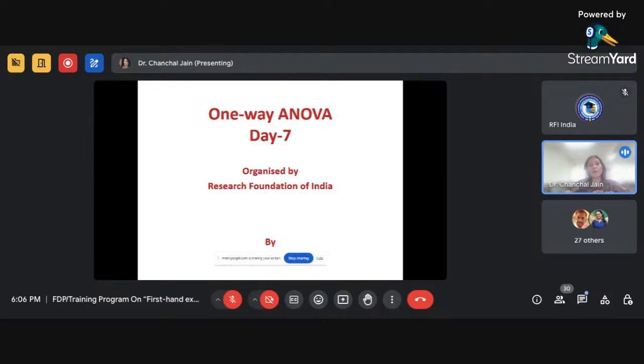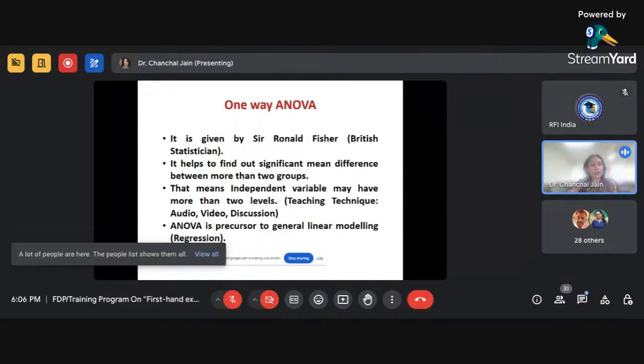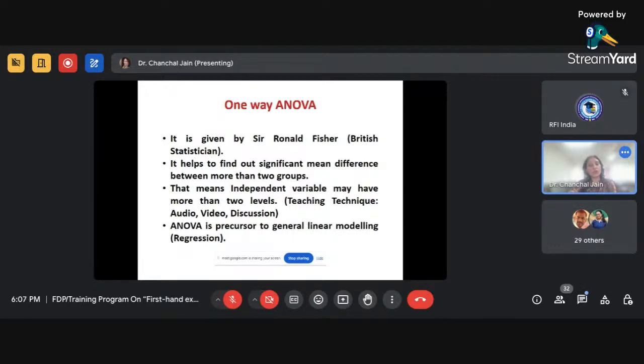The question comes: why have I talked about the independent sample t-test here? As we proceed with the presentation, you will get the answer. Like the independent sample t-test, one-way ANOVA is also a parametric test, which generally assumes normality of the data and uses parameters of the population. One-way ANOVA was given by Sir Ronald Fisher, a British statistician.